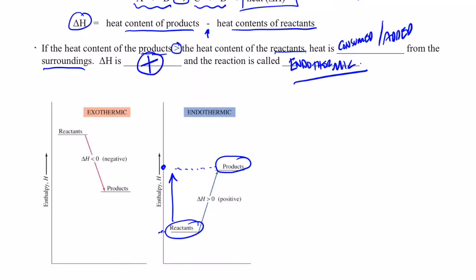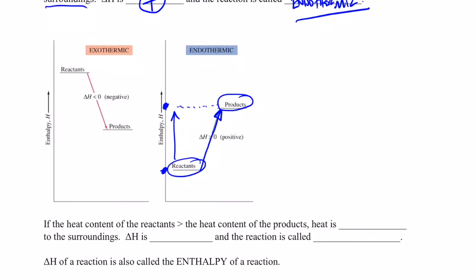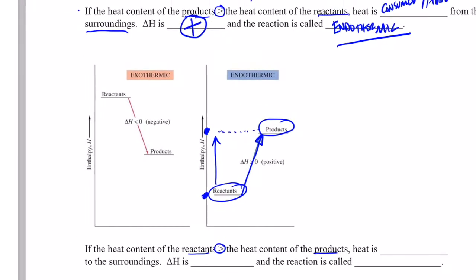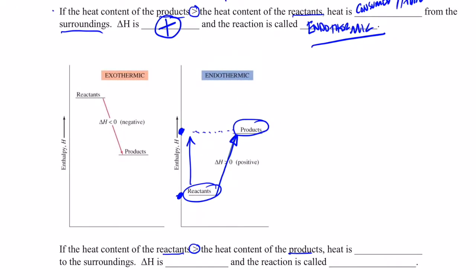My reactants have a low enthalpy. My products have a higher enthalpy, so we have to add energy from somewhere, and that comes from the surroundings. Now, what about the opposite? What if my reactants have a higher heat content than my products? So that would be this first graph over here. Here are my reactants with a particular enthalpy, and my products have a lower enthalpy.